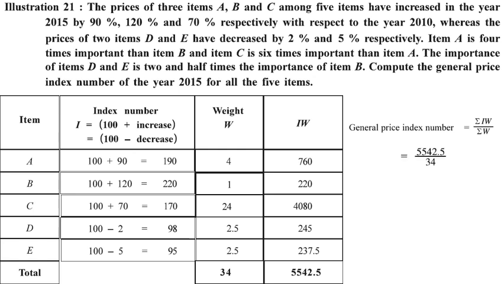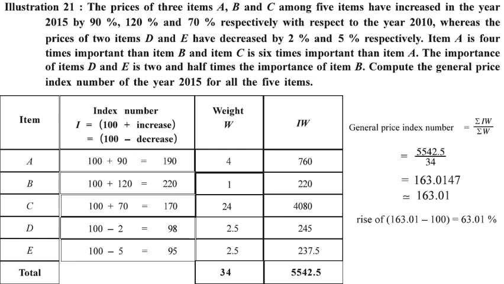The general price index number is summation IW upon summation W, that is 5542.5 divided by 34, that would be 163.01. Yes my dear friends, that's your answer. The rise is by 63.01%.